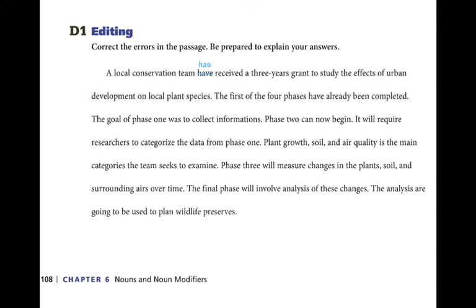In exercise D1, editing, read the paragraph and correct the errors in this passage. For example, a local conservation team have received a 3 years grant. Oh, I see a couple mistakes there already. The first one is marked for you. Team, singular. Use the verb has. Finish correcting the errors in this passage, and then check your answers with the answer key.